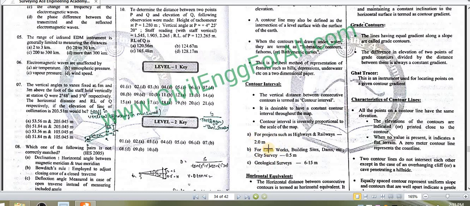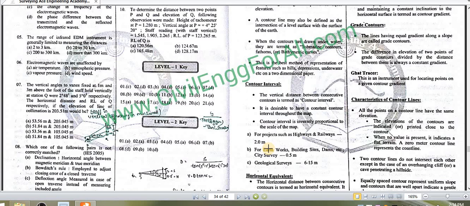So if you are doing a project related to highways and railways and want to find out the contours, you must keep the contour interval at least 2 meters. In case of earthwork, building sites, dams, and city surveys, you need to take the interval as 0.5 meter.